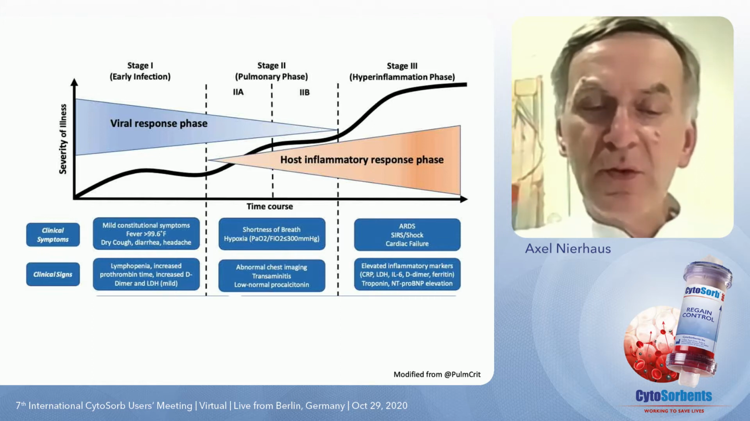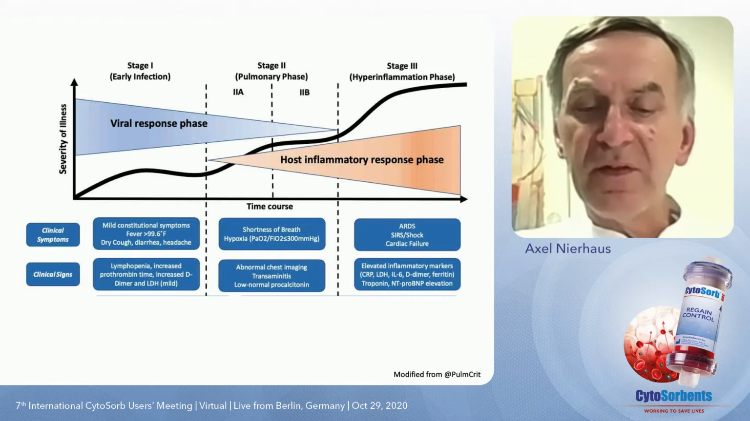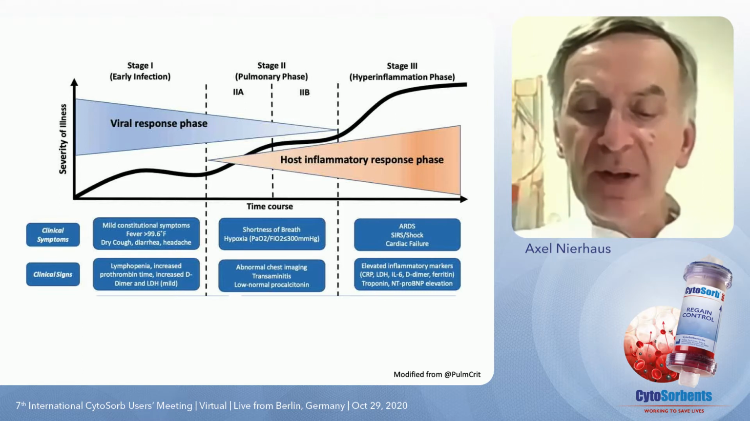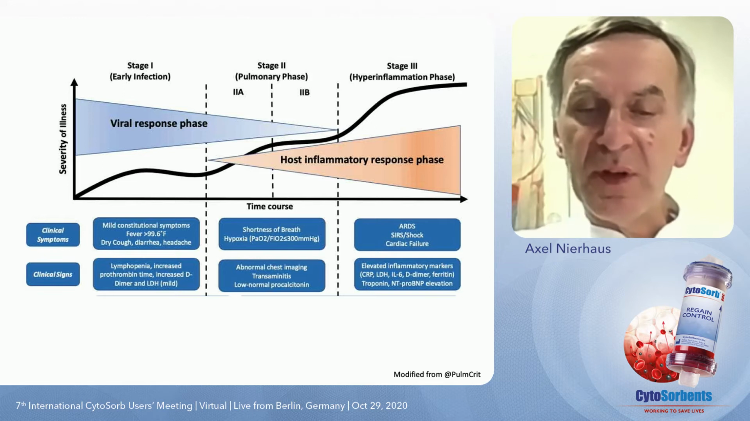And later on in stage 2, the pulmonary phase, the typical clinical picture we can see in COVID-19 is shortness of breath, hypoxia, and X-ray abnormalities, as well as distal organ involvement like liver enzymes elevation, etc. And later, and I think that's the most important phase, the inflammatory response phase of the host, things become quite complicated and really important with ARDS, shock, cardiac failure, and high inflammatory markers of almost all the systems we know.